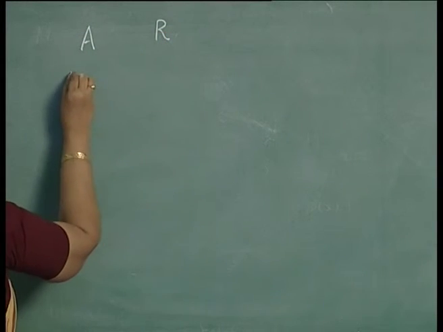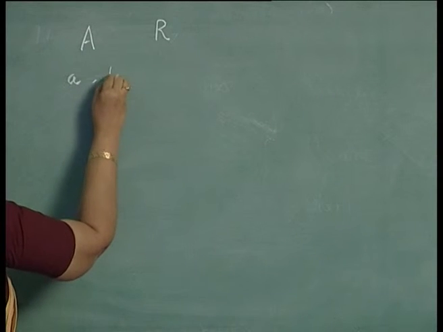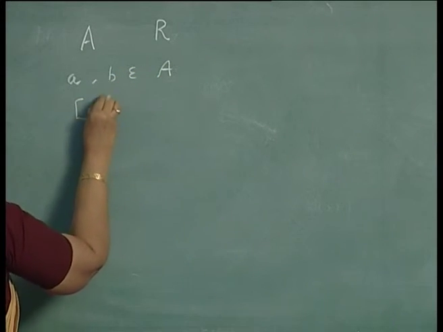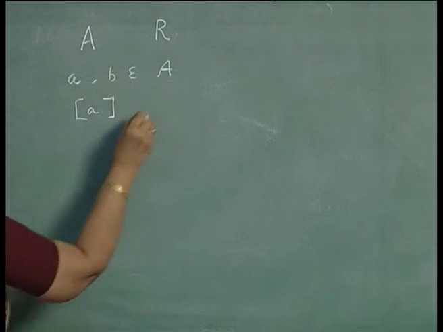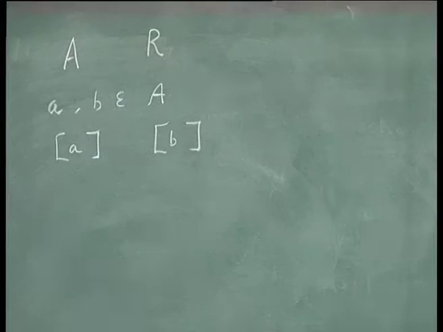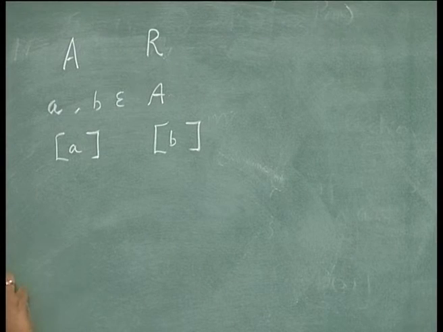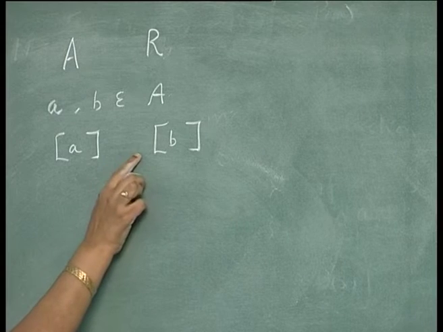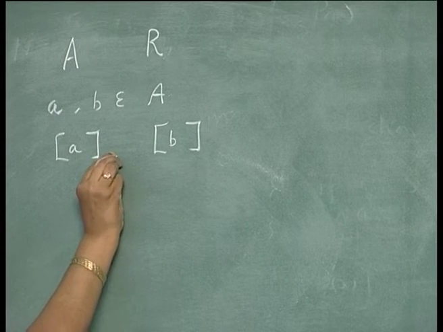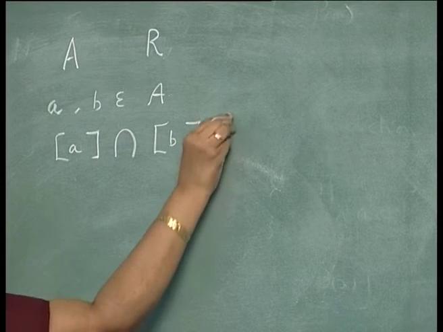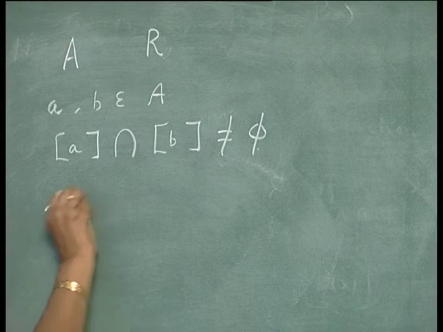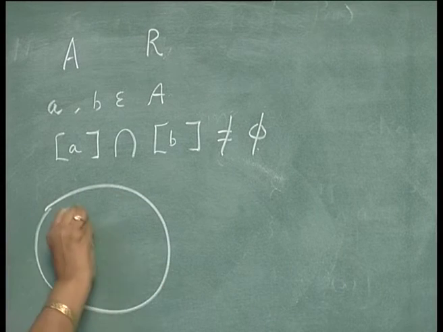Let A and B belong to the set, and the equivalence class of A is denoted like this, the equivalence class of B is denoted like this. Now, we want to show that they are equal or they are disjoint. Suppose they are not disjoint, then you get a figure like this.